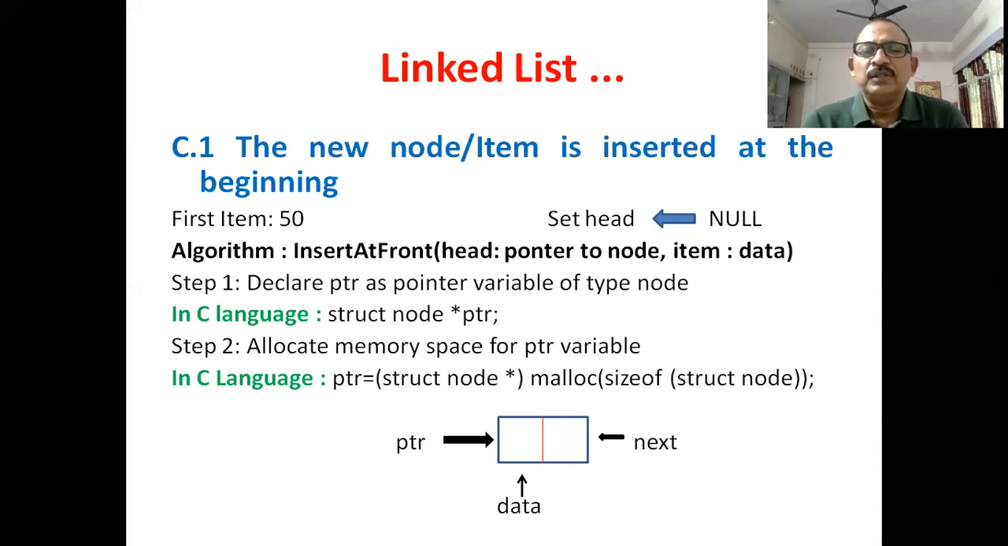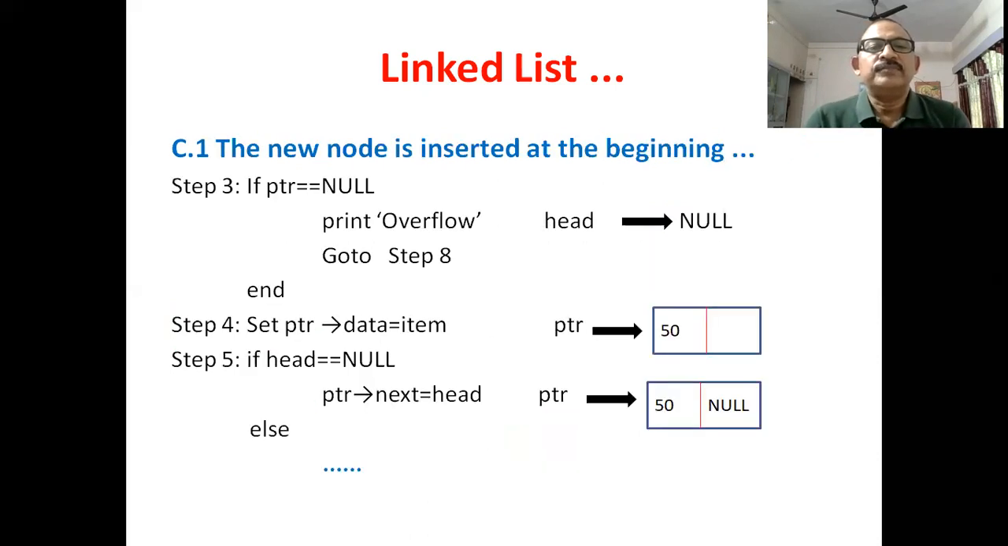As we know, the node contains two parts. First is the data and this is the next. The name of the next field is next. Is it clear? PTR points to the allocated memory. Is it clear? Next step.